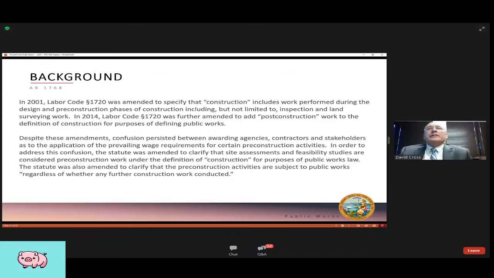And then in 2014, so we're 7 years ago, it was further amended to add post-construction work to the definition of construction. But despite these amendments, confusion persisted among the contracting community. So in order to address this confusion, the statute was amended again to clarify that site assessments and feasibility studies are considered pre-construction work under the definition of construction for purposes of public works law. And the statute was also amended to clarify that pre-construction activities are subject to public works, regardless of whether any further construction work was conducted. So let's go on to the last slide.